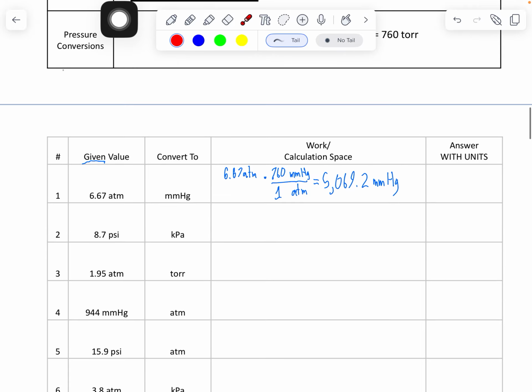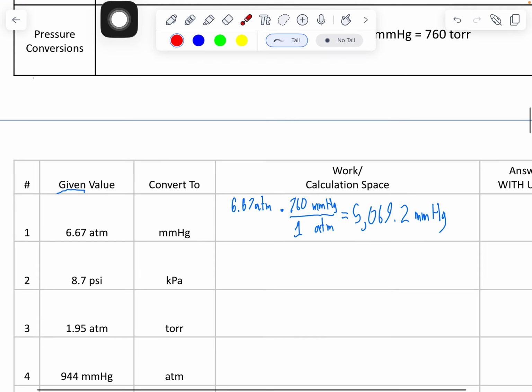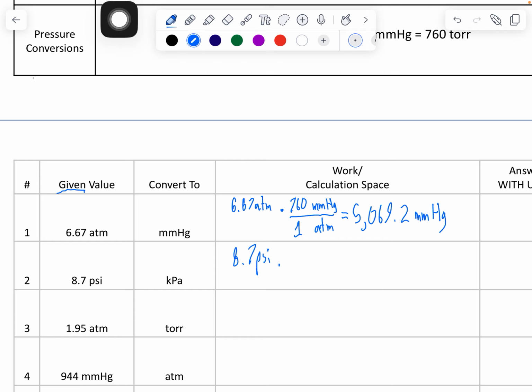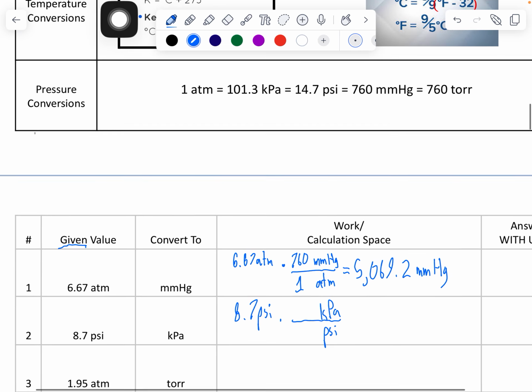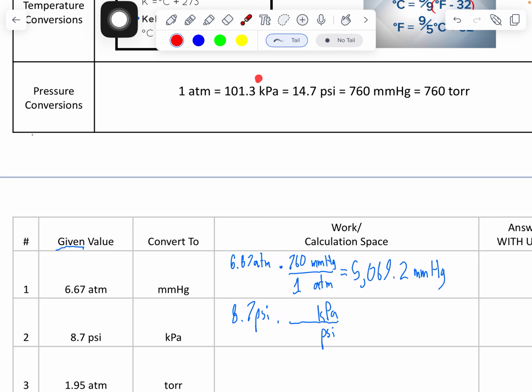Let's try one more example. You're starting with your given, 8.7 psi, that's pounds per square inch. 8.7, write down the unit. Multiply by a fraction. The units that you were given, whatever is up here, gets brought down. PSI, pounds per square inch. The units we want to turn it into, kilopascals, kPa, goes on top. Then we just look up at our conversions. Okay, 101.3 kilopascals. Plug that in. That is equivalent to 14.7 pounds per square inch.